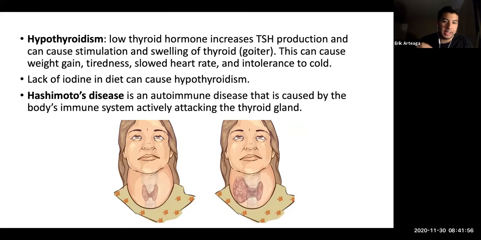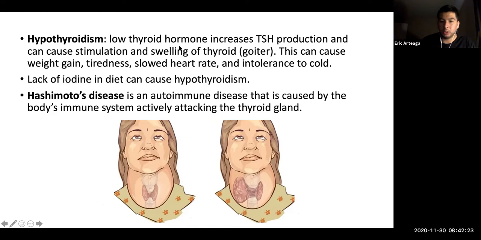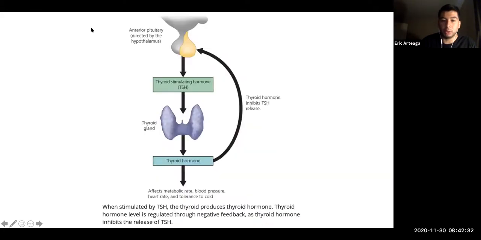Lack of iodine in a diet can cause this issue. Hashimoto's disease is an autoimmune disease caused by the body's immune system actively attacking the thyroid gland as well. Treatment is either giving thyroid hormone or giving iodine to prevent the goiter from occurring. Sometimes the thyroid can be damaged severely by this disease. Also, you can have thyroid cancer, and then you would have artificial hormones given, normalizing the thyroid hormone.